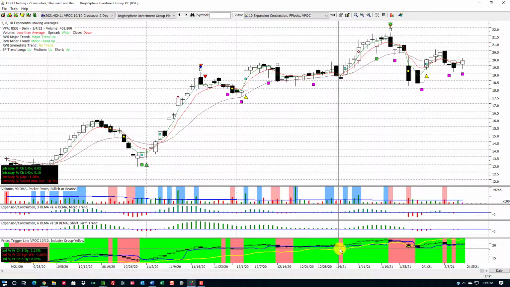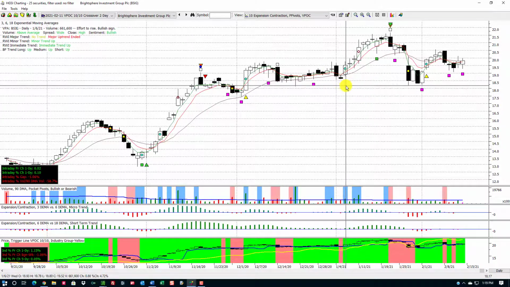Now there's a one-day pullback, and then the bulls take over again. You can see that an entry here on this VPOC, in addition to an effort to rise VPA, would have been a very good signal to take a few points out of this trade.